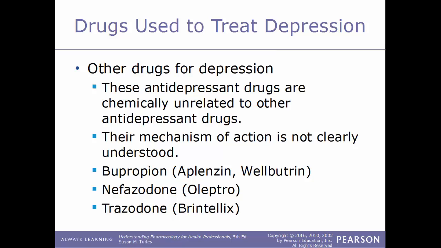Now, these antidepressant drugs are chemically unrelated to other antidepressant drugs, and their mechanism of action is not clearly understood. And some examples of this type of drug would be bupropion, also known by the names Wellbutrin, Aplenzin; nefazodone, also known by the trade name Oleptro; trazodone, also known by the trade name Brintellix.